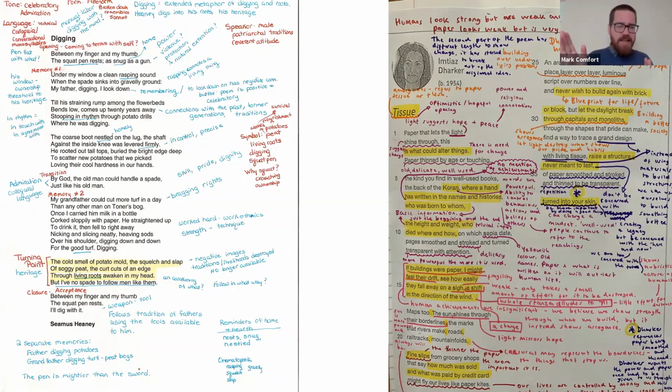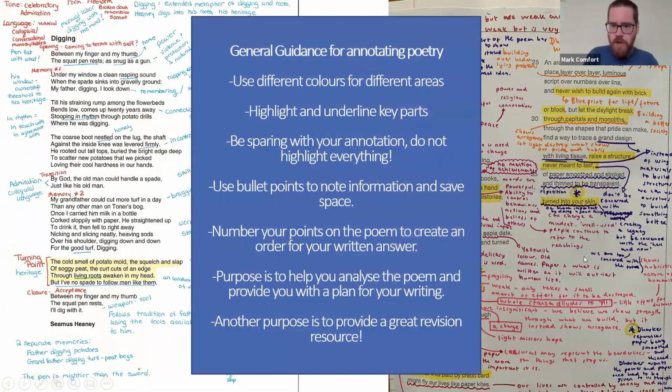If you highlight everything in the poem, it's almost the same as highlighting nothing because you can't see anymore the key points that you want to talk about. So I would recommend when you are annotating poems that you use the left-hand side example, not the right-hand side example. And now we have just a few general points and guidance for annotating poetry.